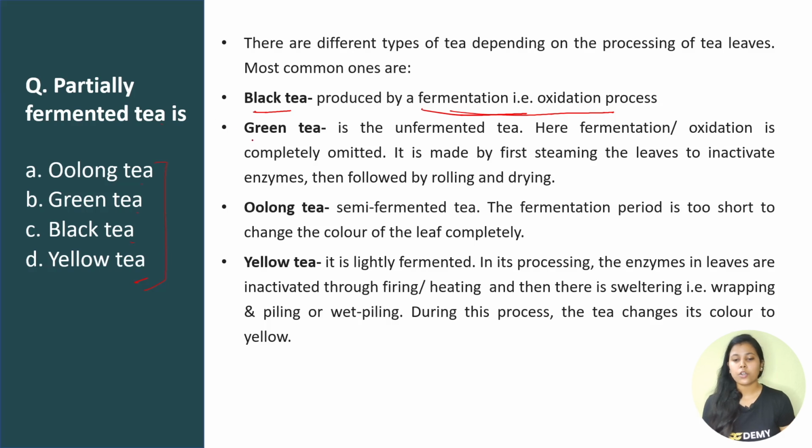Next, talking about the next tea, that is green tea. Green tea is totally unfermented tea. This whole step of oxidation or fermentation has been omitted in this processing. What happens is, once the tea leaves are plucked, they are steamed or heated so as to inactivate the enzyme.